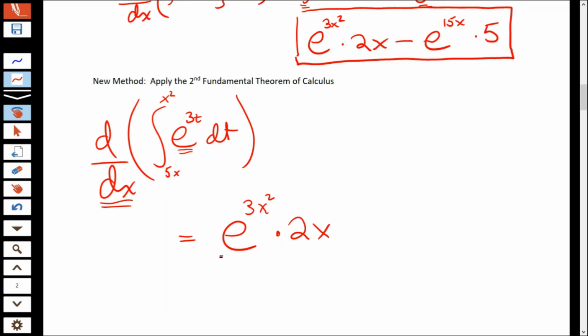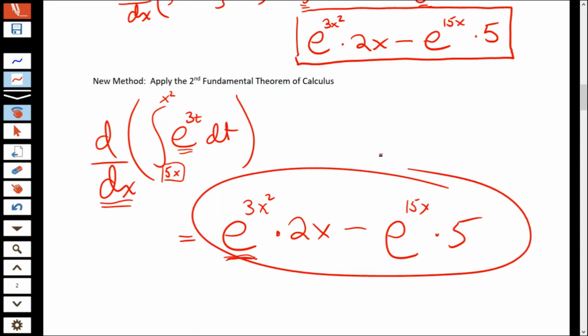So, this function stays the same. The e to the 3t stays the same. We're just plugging in the top bound, multiplying by the derivative of that bound. Same thing with the bottom bound. You're just going to plug it in. This is going to be e to the 3 times 5x, or 15x, and then we multiply by the derivative of the bottom bound. What's the derivative of 5x? 5. Boom! We're done. We didn't really have to worry about integrating. It's just a matter of plugging in and then multiplying by the derivative of each one of those bounds.